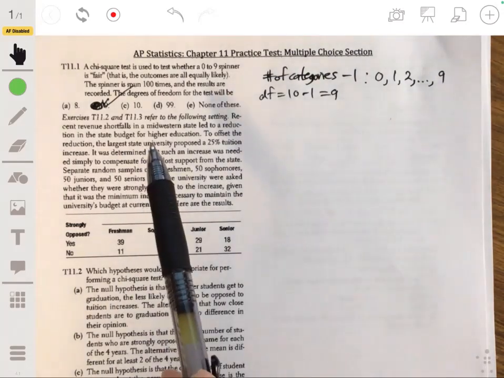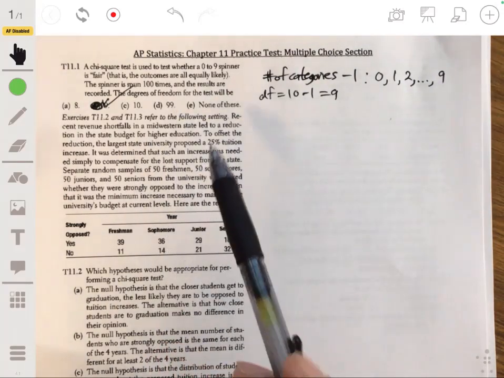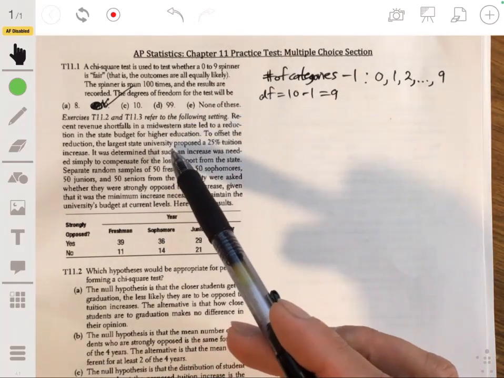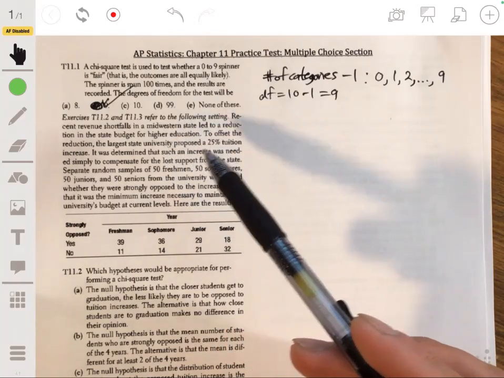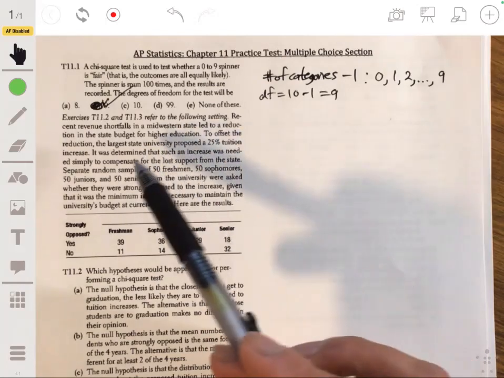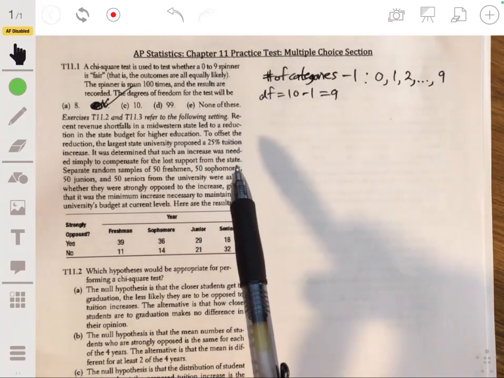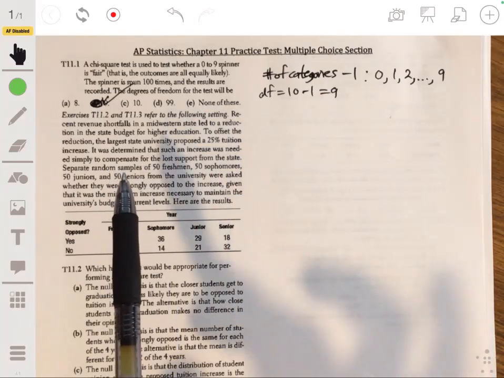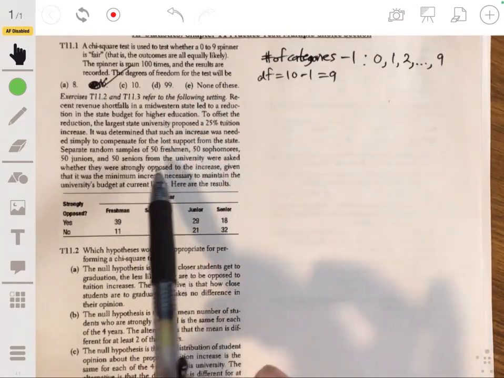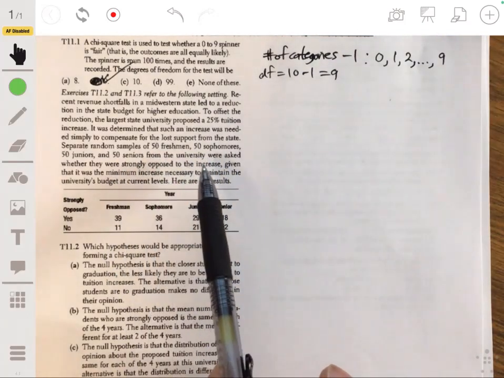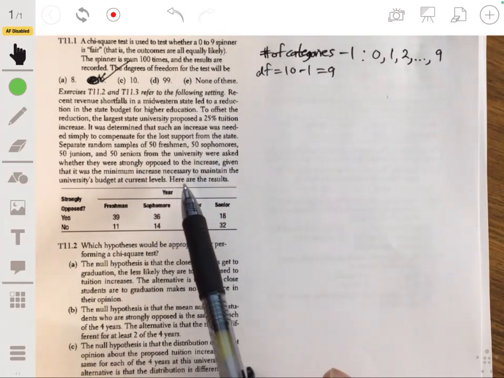All right. Problems 11.2 and 11.3 refer to this setting. Recent revenue shortfalls in a Midwestern state led to a reduction in the state budget for higher education. To offset the reduction, the largest state university proposed a 25% tuition increase. It was determined that such an increase was needed simply to compensate for the lost support from the state. Separate random samples of 50 freshmen, 50 sophomores, 50 juniors, and 50 seniors from the university were asked whether they were strongly opposed to the increase, given that it was the minimum increase necessary to maintain the university's budget at current levels. Here are the results.